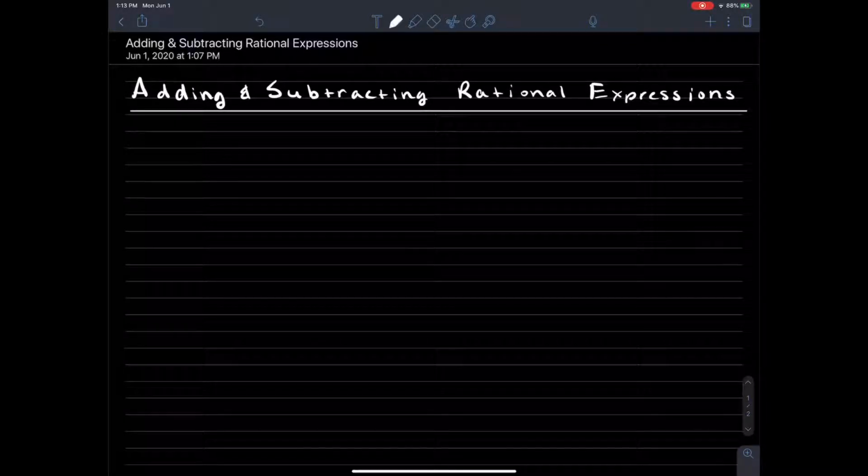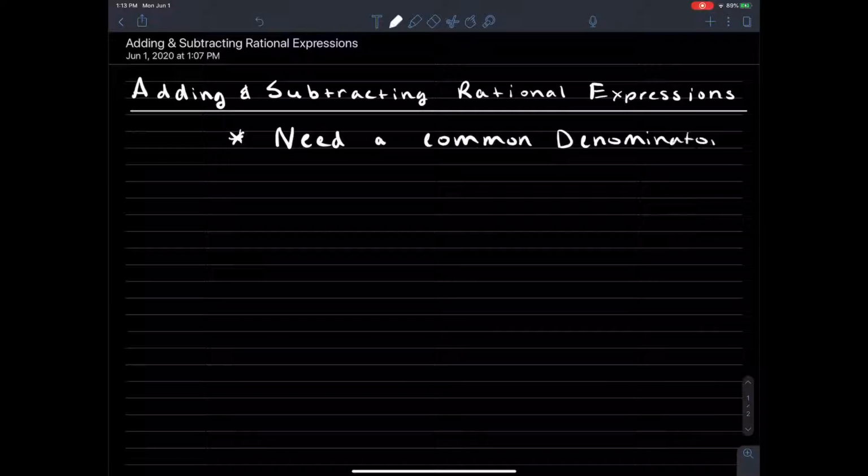Okay, for adding and subtracting rational expressions, the one thing you need is a common denominator. So just like when you're adding and subtracting two numbers that are fractions, you need a common denominator there. It's the same exact process. So if you just keep that in mind, then you shouldn't have any problems. So here's our first example.